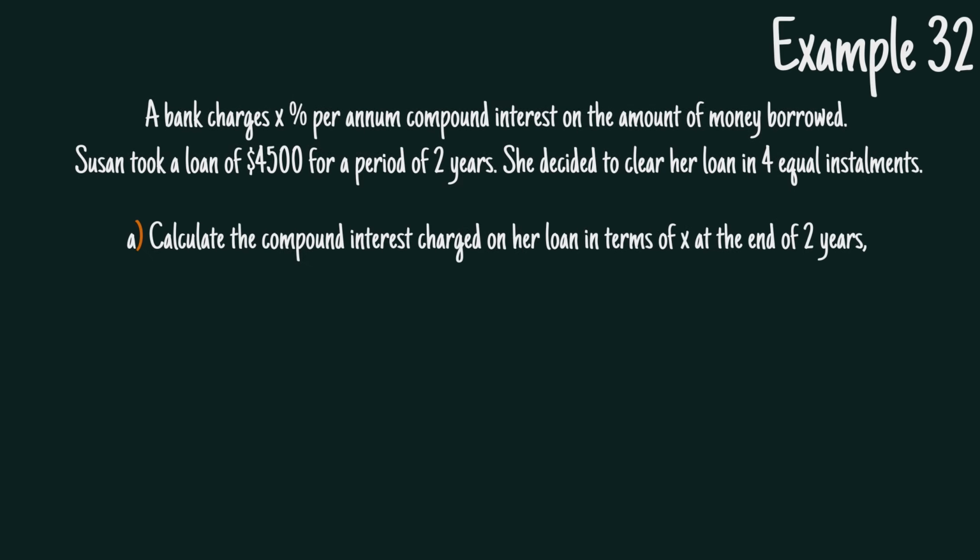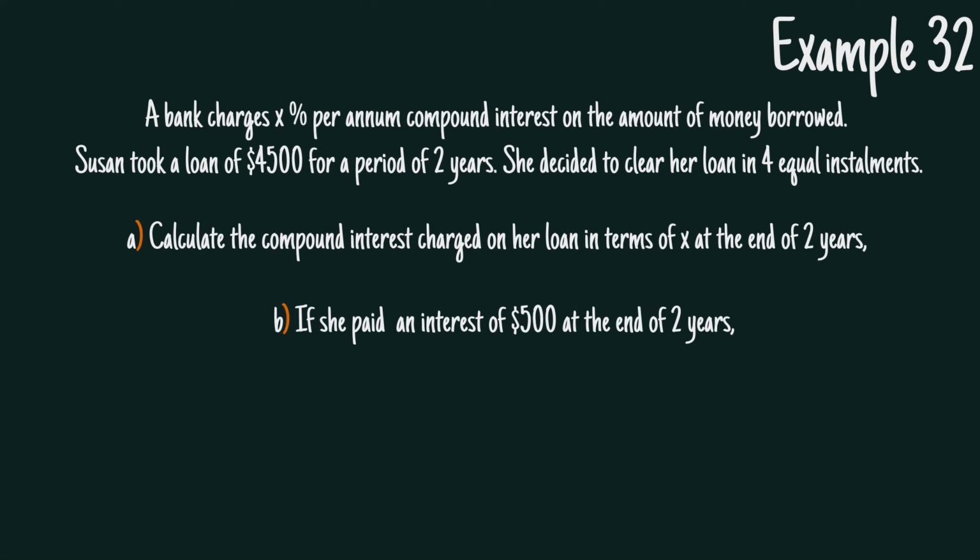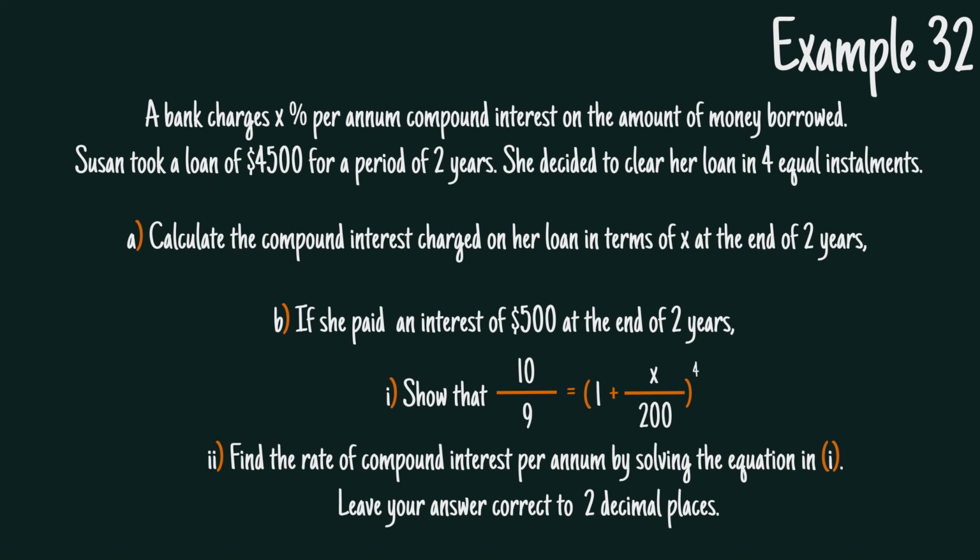For part A, calculate the compound interest charged on her loans in terms of X at the end of 2 years. For part B, if she paid an interest of $500 at the end of 2 years, in part 1, show this. In part 2, find the rate of compound interest per annum by solving the equation in part 1. Leave your answer corrected to 2 decimal places.